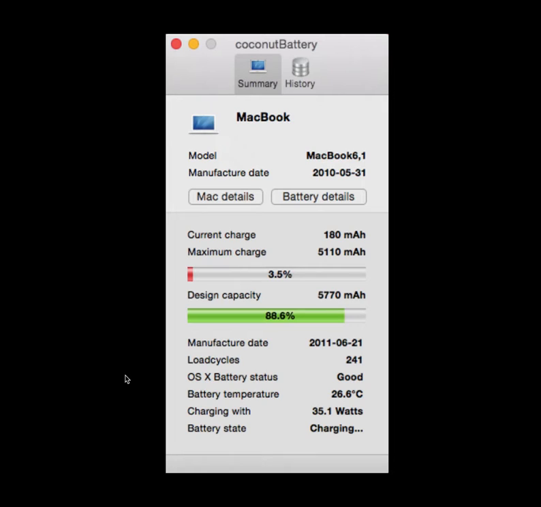Pretty much the same with this one. A little higher on the load cycles, but well under 300. That's great. Just starting to charge here. One thing to keep in mind with batteries is if a battery has been sitting, they may take a while to start charging.